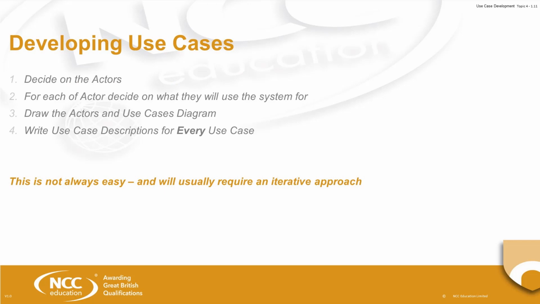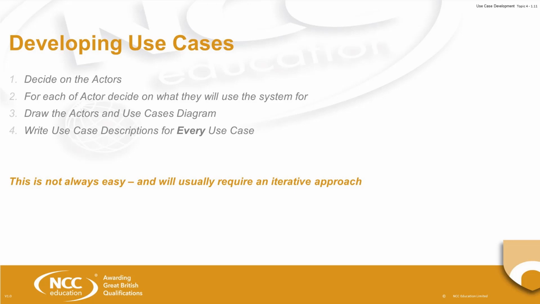So when we're developing use cases, there's a number of things we have to do. First of all, we need to decide who the actors are, who are the users of our system, and how do we classify those users, how do we group them into sets of roles. So for each actor, once we've identified the set, we can decide on what they're going to use the system for. Okay, this isn't necessarily something that we can do in specific order. We might decide on some of the actors, start thinking about functionality, and then realise that we've forgotten some of the actors, so we can go back.